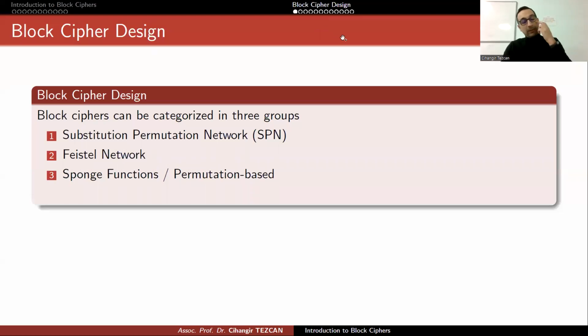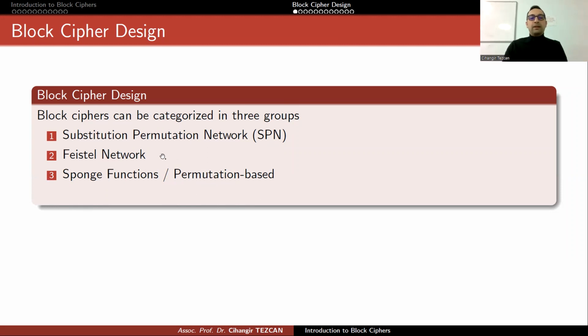All right, so we talk about abstract concepts like confusion and diffusion. Now let's see some practical examples and how we design block ciphers. So currently there are three major categories in block cipher design: substitution permutation networks, Feistel networks, sponge functions, permutation-based functions. These are more recent ones, more popular ones.